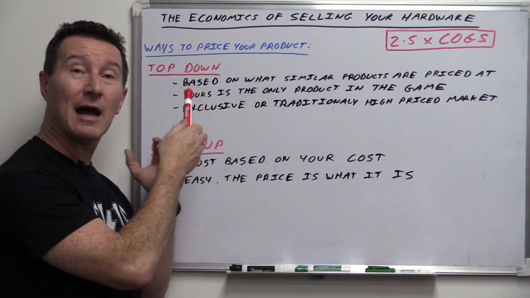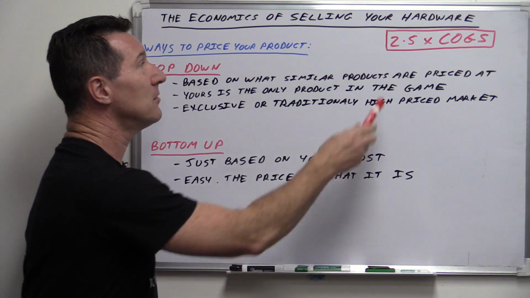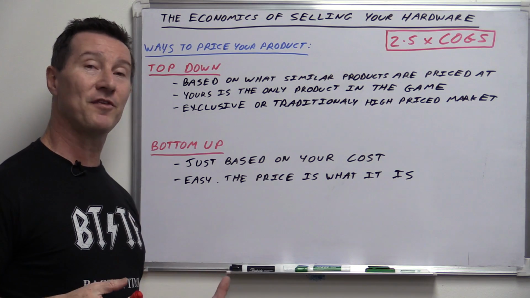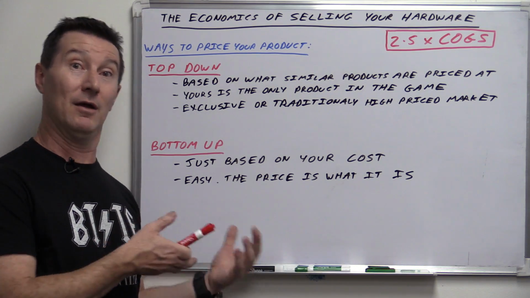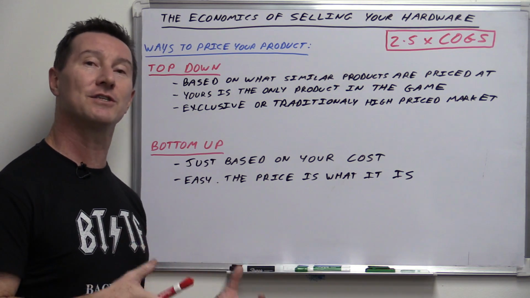It costs you $100 in parts to manufacture this thing. You're going to sell it for 2.5 times that, or $250. And you can even be upfront with your customers and say, hey, look, the manufacturing cost is about this. I need to sell it for this to stay in business.